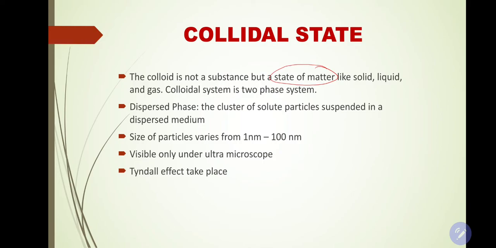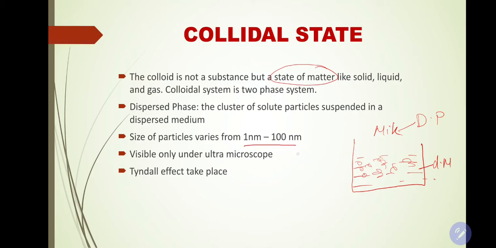A colloidal solution consists of two phases. One is the dispersed phase and the second one is the dispersed medium. What is the dispersed medium and what is the dispersed phase? For example, we take water. This is the dispersed medium. Then you add milk to it. The fat particles and protein particles of the milk are present in the whole liquid, so the milk is known as the dispersed phase. The size of the particles may vary from 1 nanometer to 100 nanometer.